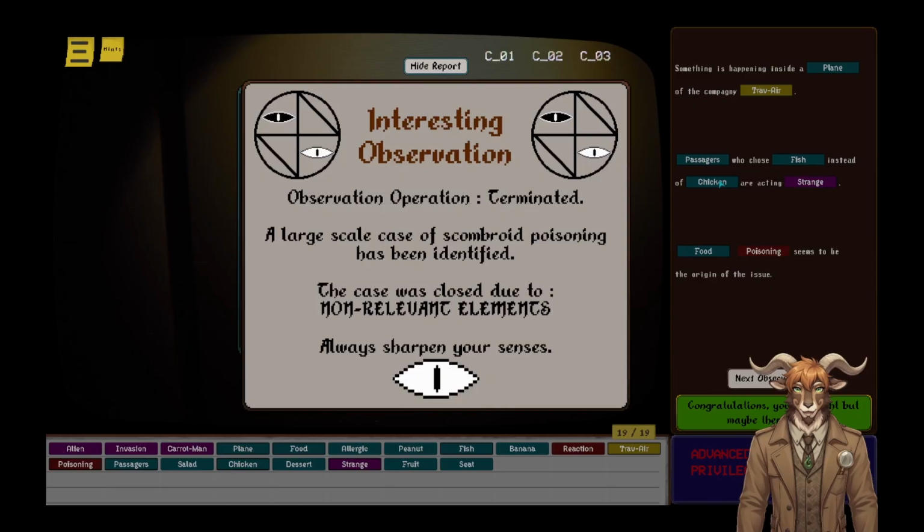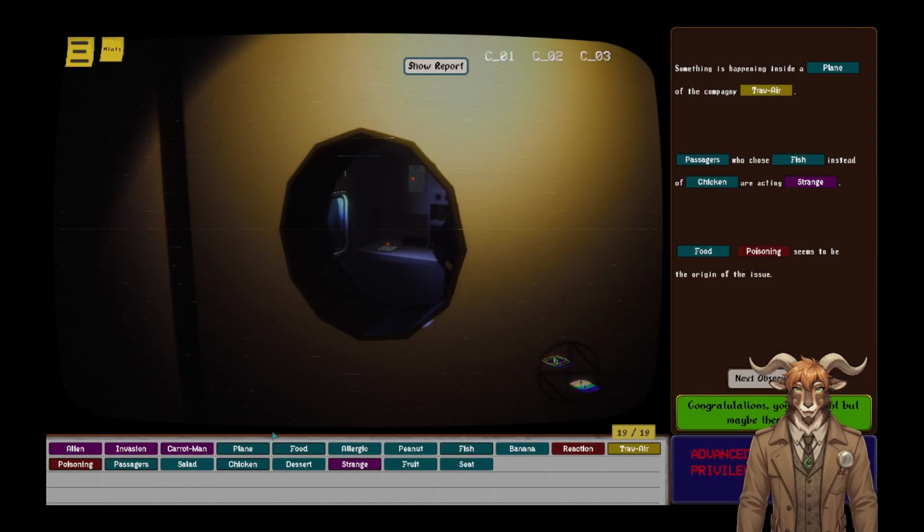Observation terminated. A large-scale case of scombroid poisoning has been identified. This case was closed due to non-relevant elements. Always sharpen your senses. But, of course, the other answer is just alien invasion, right?